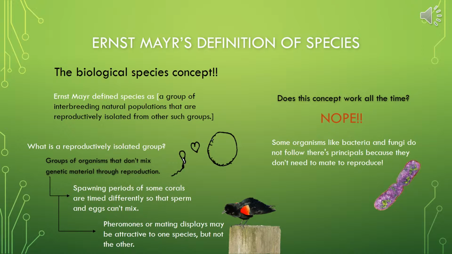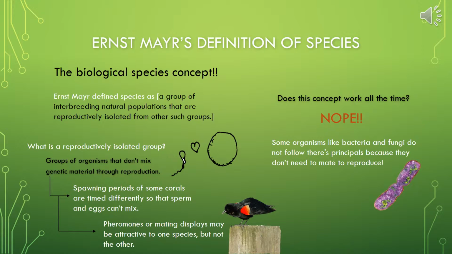Ernst Mayr helped define the modern synthesis of evolutionary theory, proposing the biological species concept. Ernst Mayr defined species as a group of interbreeding natural populations that are reproductively isolated from other such groups.